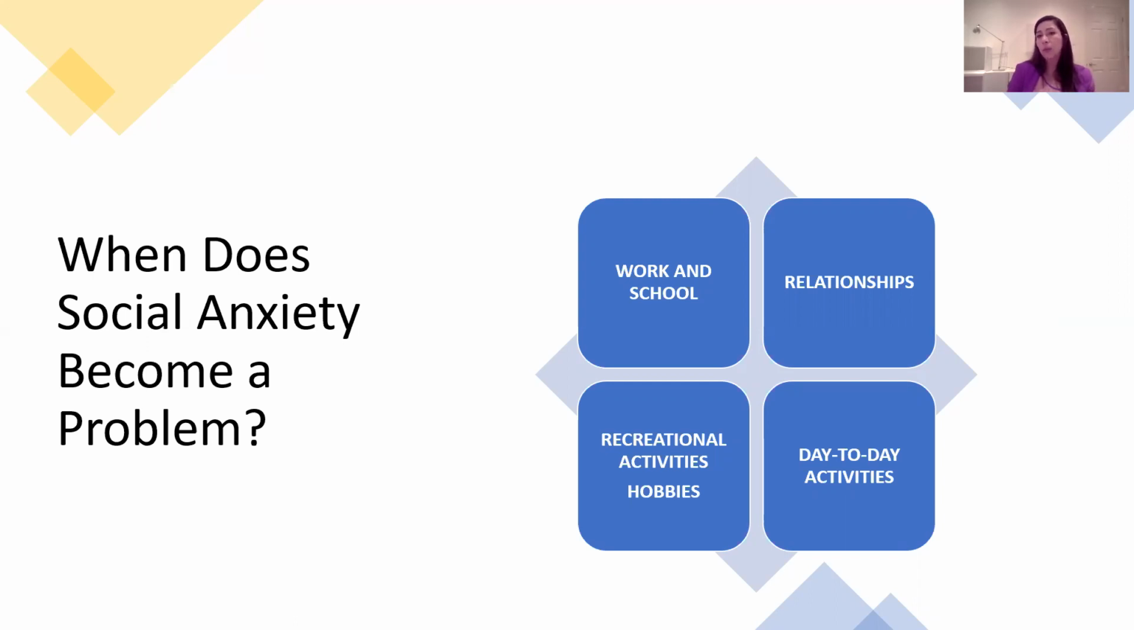So, including work and school, for example, people with social anxiety might have difficulty with job interviews, problems interacting with bosses, their coworkers, teachers, trouble answering questions during a meeting or during class, refusing job promotions, avoiding certain types of jobs or career paths, performing poorly at work or school, and really showing a decreased enjoyment of work or school.